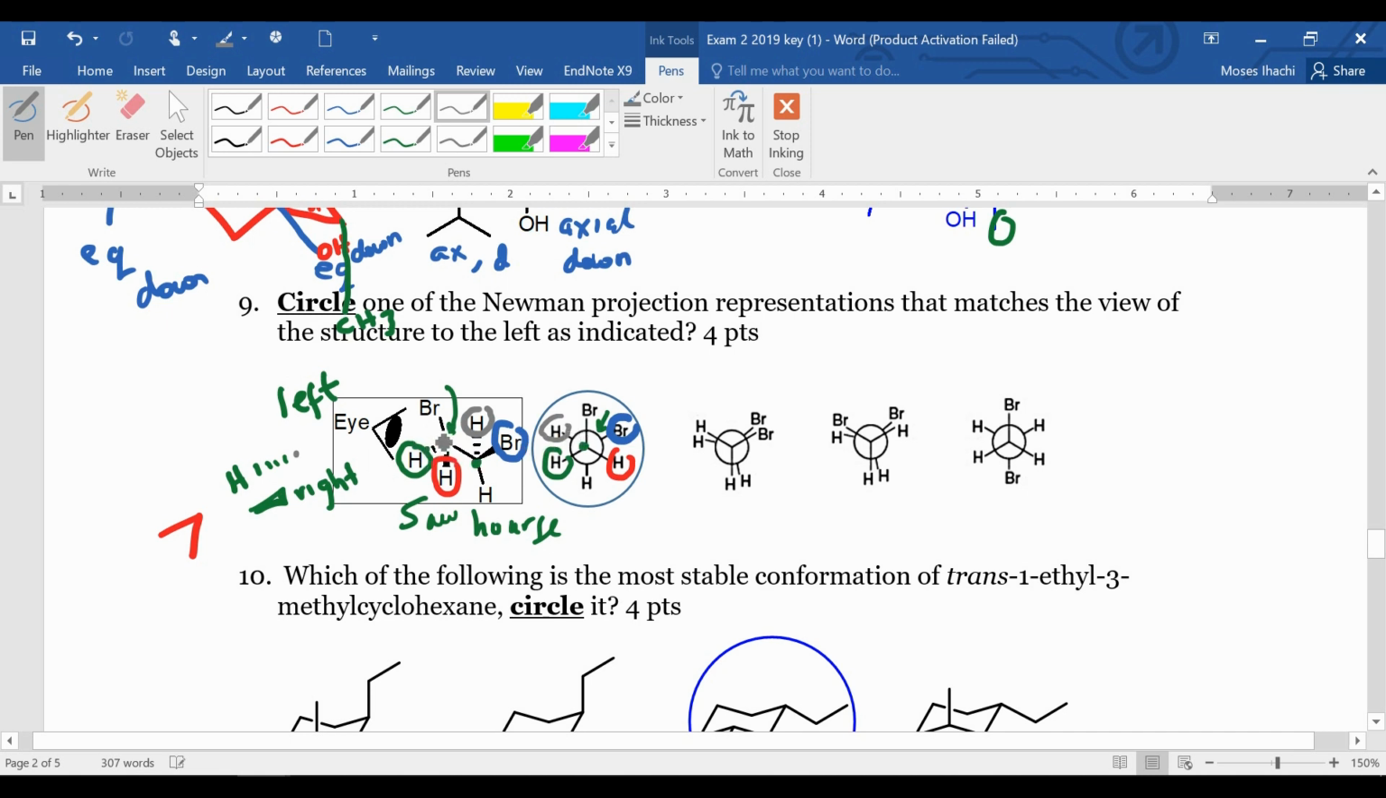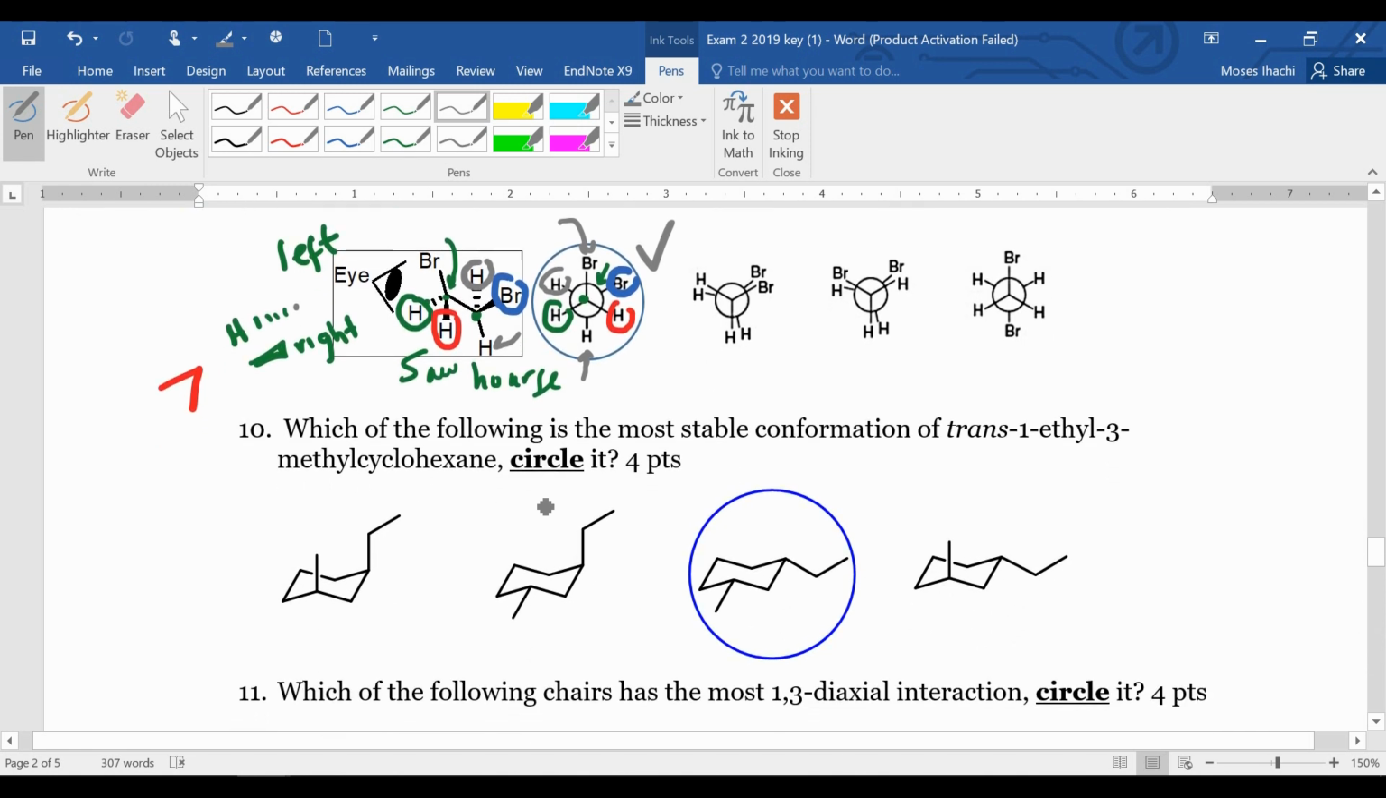Now the Br on the front carbon is on a regular straight line bond. That means it's on the plane and it's up. The hydrogen to the back is on the plane and down. They are anti. The Br and H are anti-staggered. So that will be the actual Newman projection representation of the sawhorse as drawn.